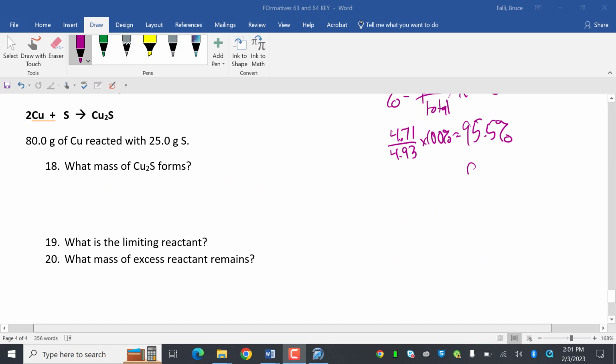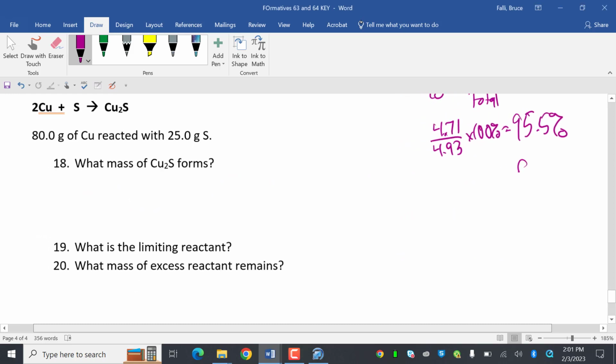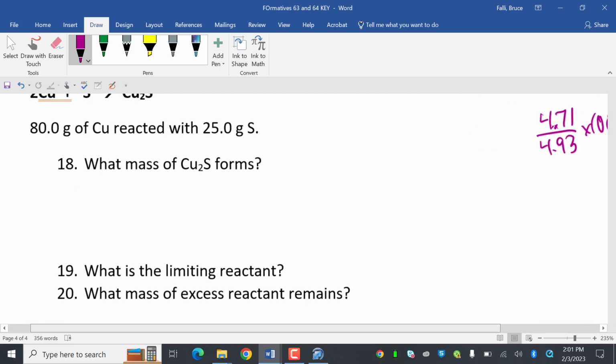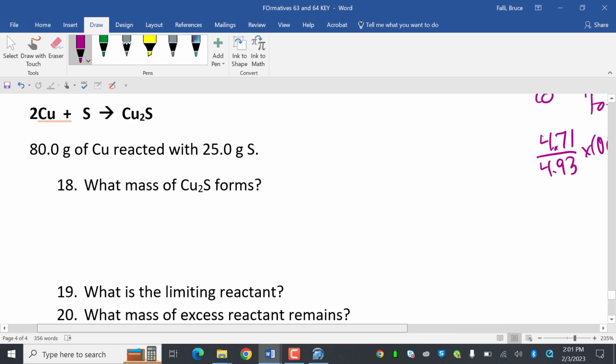So now I have copper reacting with sulfur. 80 grams of copper reacts with 25 grams of sulfur. I'm going to make this a little bit bigger, and I'm going to start with my 80 grams of copper. I'm going to change my color because I feel fancy.